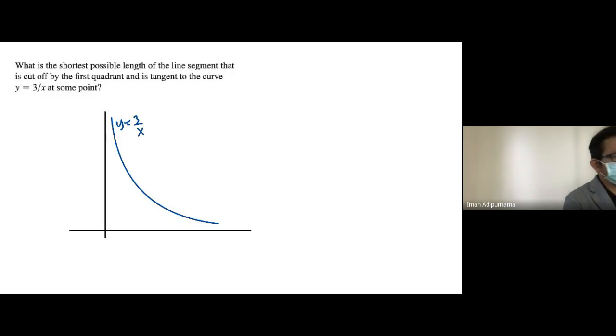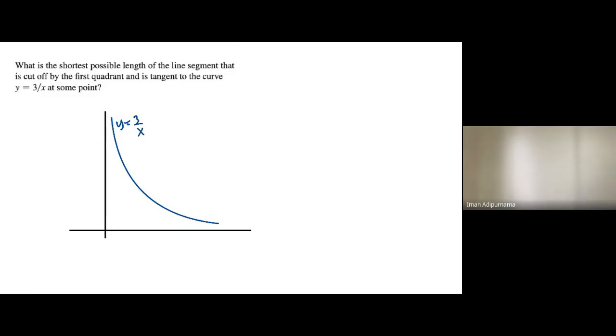Okay, let me give you some clue on what this question is about. We can try to draw first. Draw the 3 over x. I'll just roughly draw. Let's say this is y equals 3 over x.